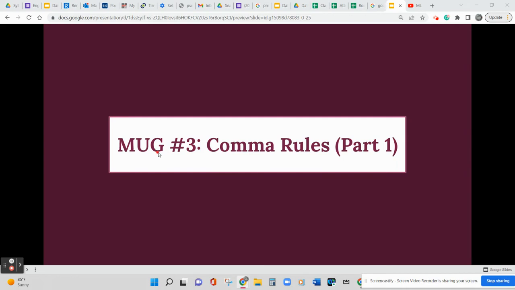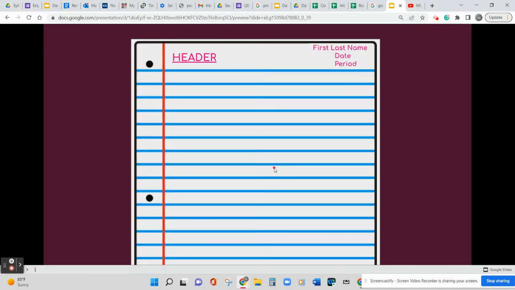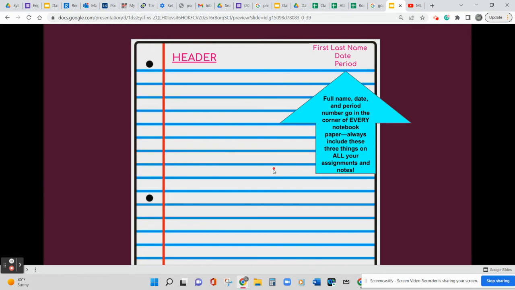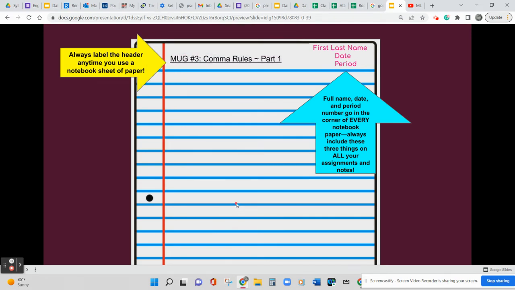So, across the top of your notebook sheet of paper, make sure you have your header filled in with the title Mug 3 Comma Rules. As a reminder, your name, date, and period are required to go in the top right hand corner of all notebook sheets of paper. Your header should be filled in. Please be specific with your titles. So, today, we're talking about Comma Rules Part 1.